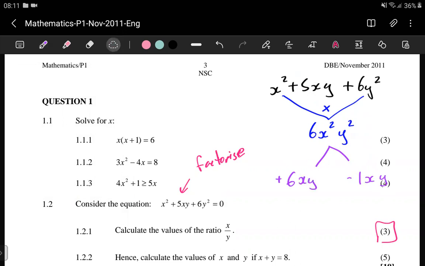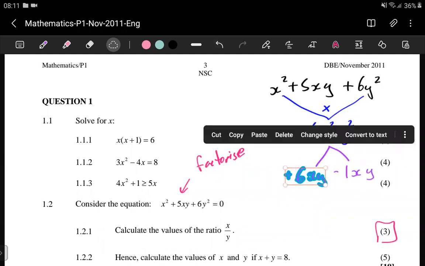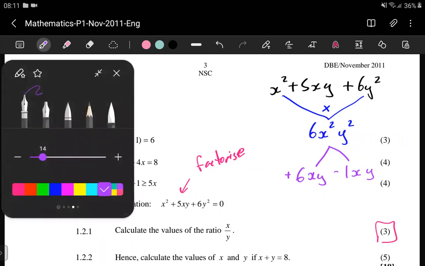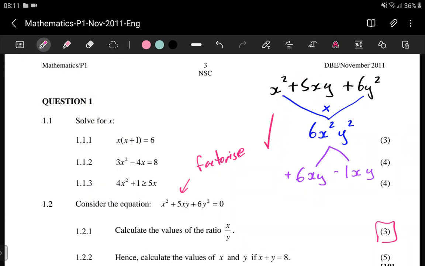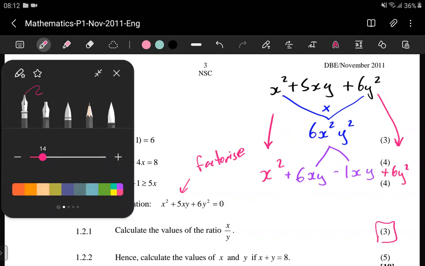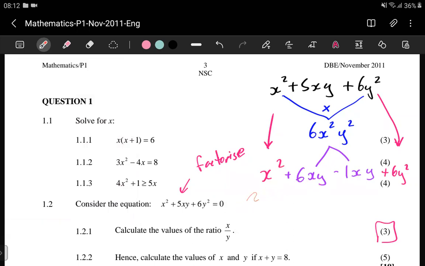Now these two will be in the middle, replacing the 5xy, because 6xy minus xy gives you the 5xy. Then the x squared goes to the front, and the 6y squared goes to the back, like that. Now you want to factorize by grouping. You have x and x on the far left, so if that goes out, you're going to have x here, and here you're going to have 6y. Here the common factor is a y, so you take out a y. But you see this minus here is giving us a problem.